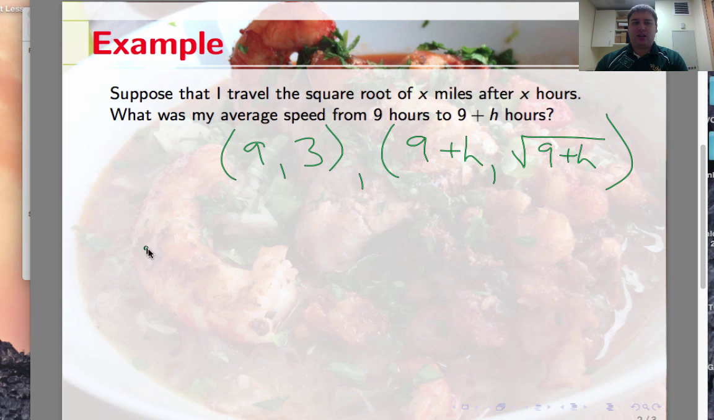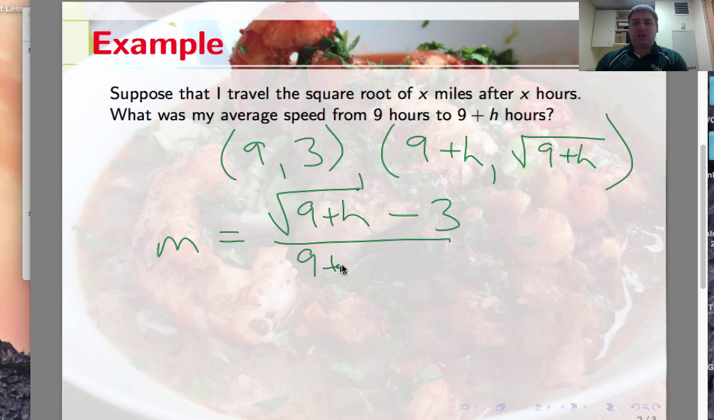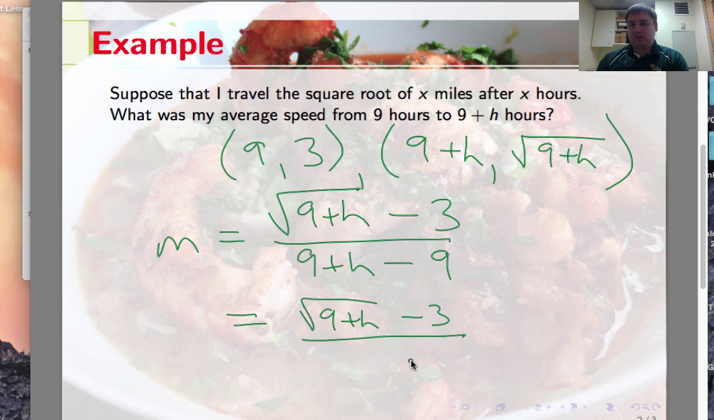And the average rate of change is simply the slope of the line going through these 2 points. So it's going to be y2, root 9 plus h, minus y1, which is 3, over x2, which is 9 plus h, minus x1, which is 9. Everybody okay with this? Great. You can do a little bit of cleanup here. In the numerator, there's not really anything I can do. I can write this as root 9 plus h minus 3, and can't really do anything with that. But in the denominator, I've got 9 plus h minus 9, and look at that, those 9s cancel each other out, and so I just get an h in the denominator. So my average speed was this many miles per hour: root 9 plus h minus 3 over h.